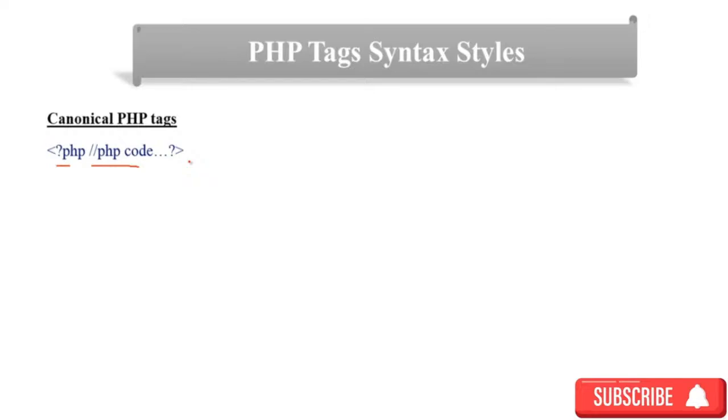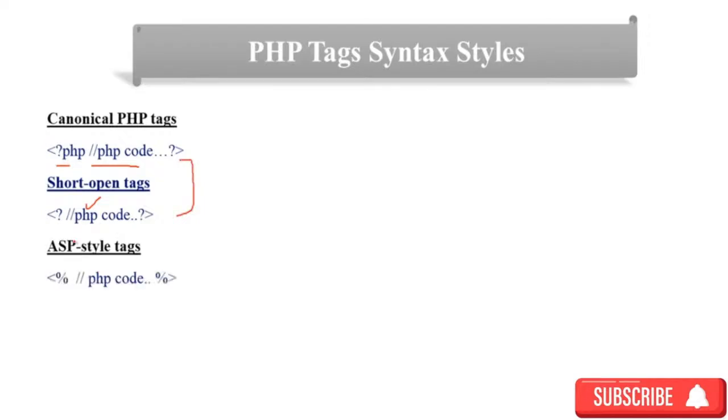Another is short open tags. You can also use only a question mark, PHP code, and a question mark. This is similar to the previous one, but without the word PHP. Without the PHP word, you can also use short open tags. Another is ASP style tags that start with an angle bracket and percentage symbol, and end with a percentage symbol and angle bracket. Between that you can write PHP code.